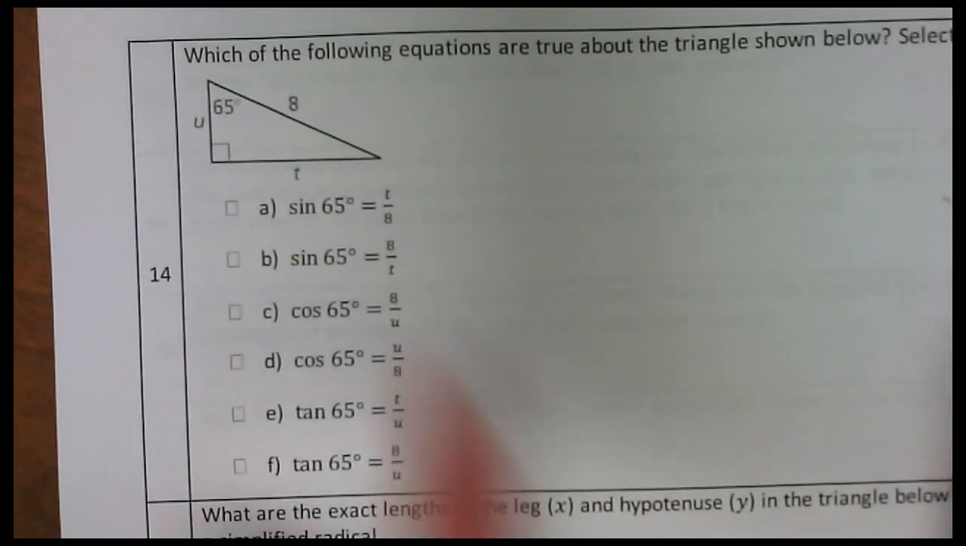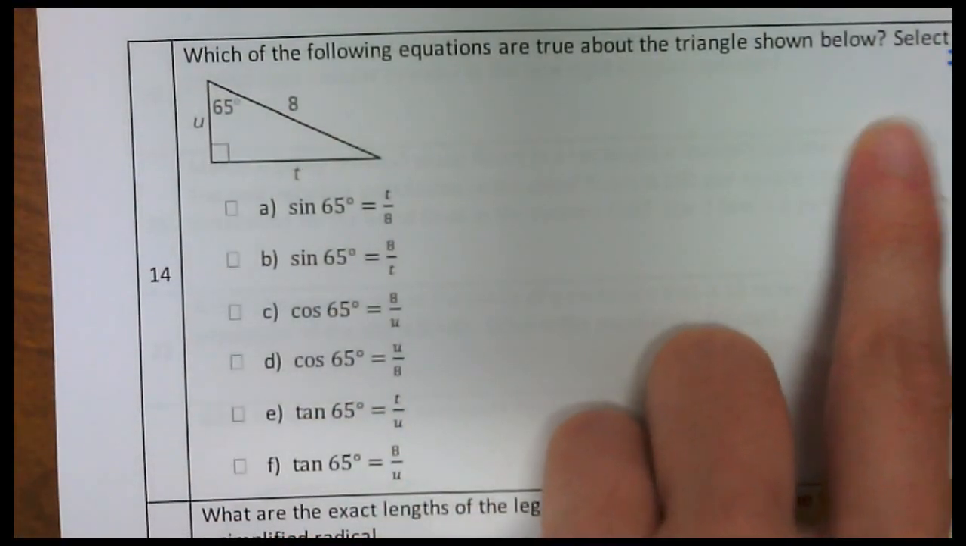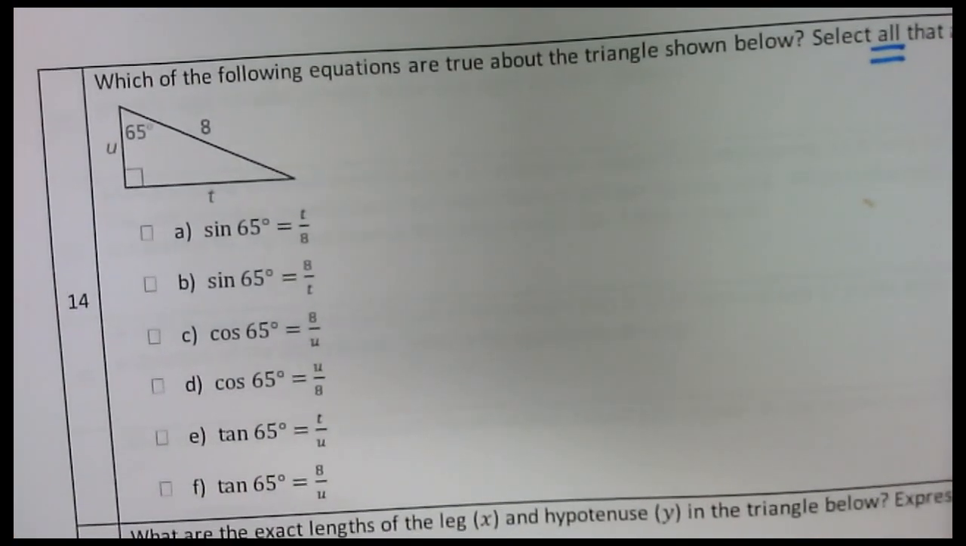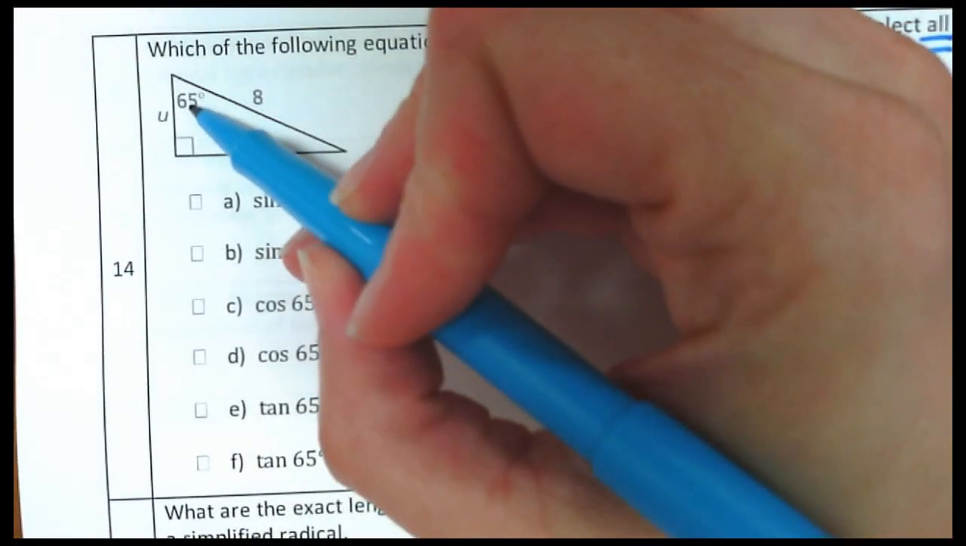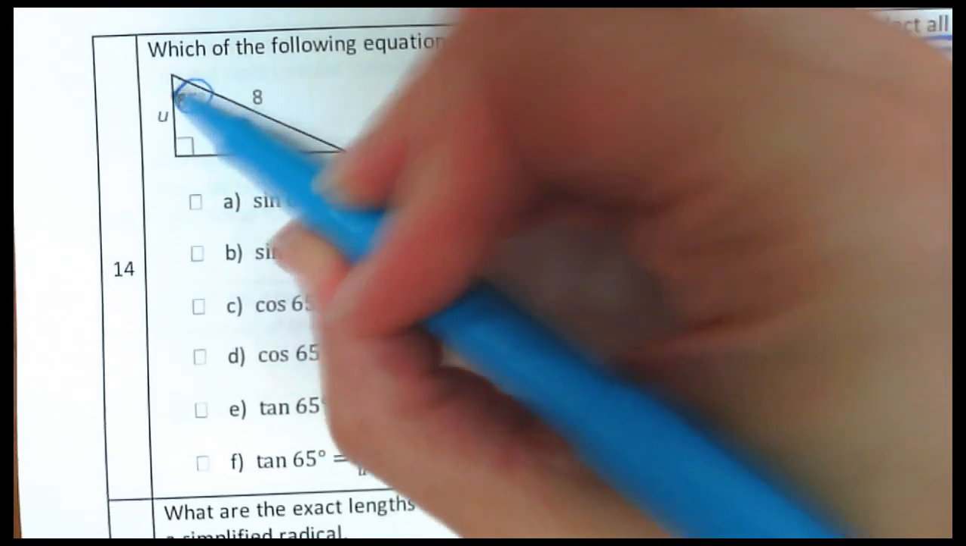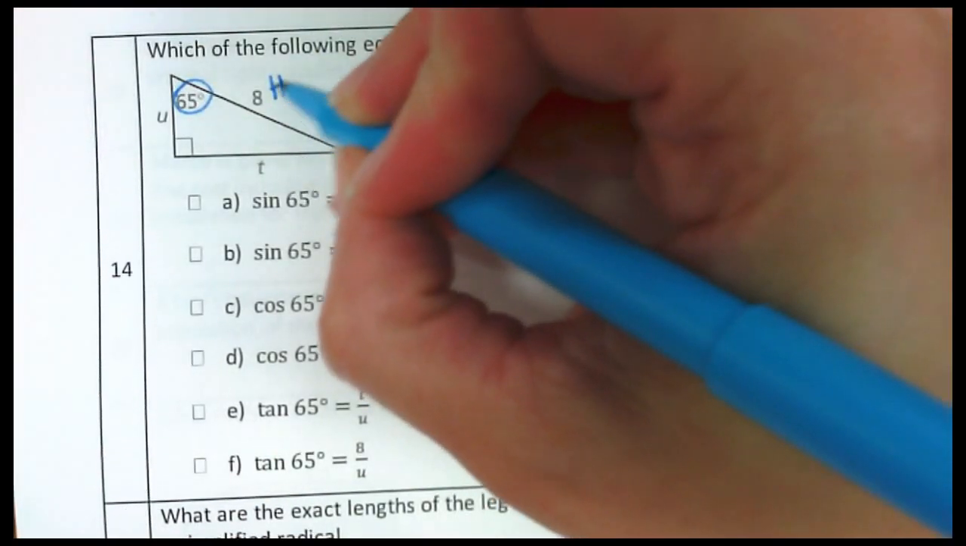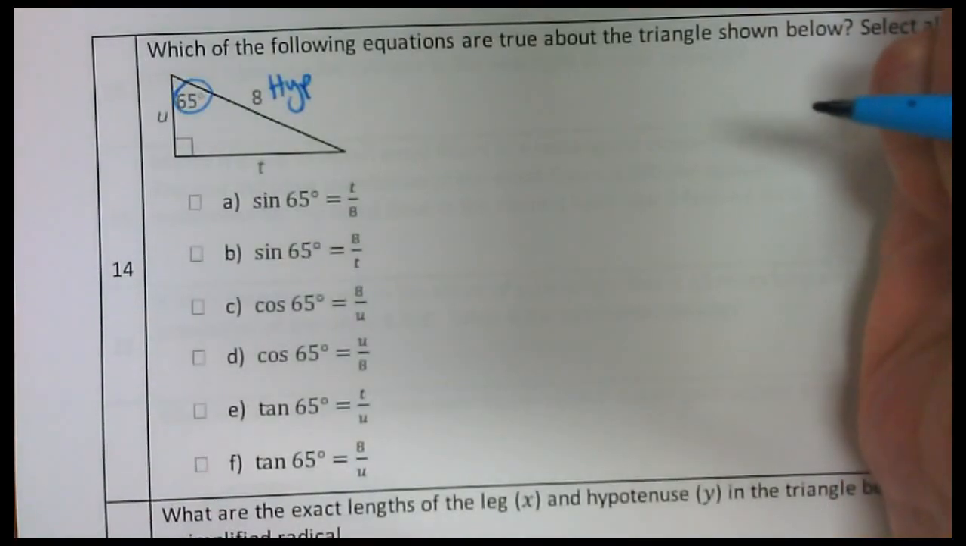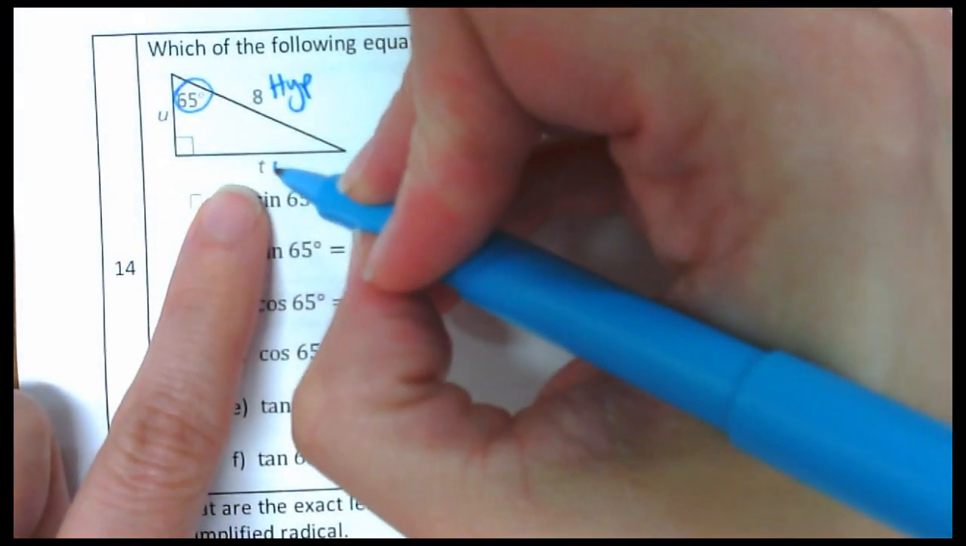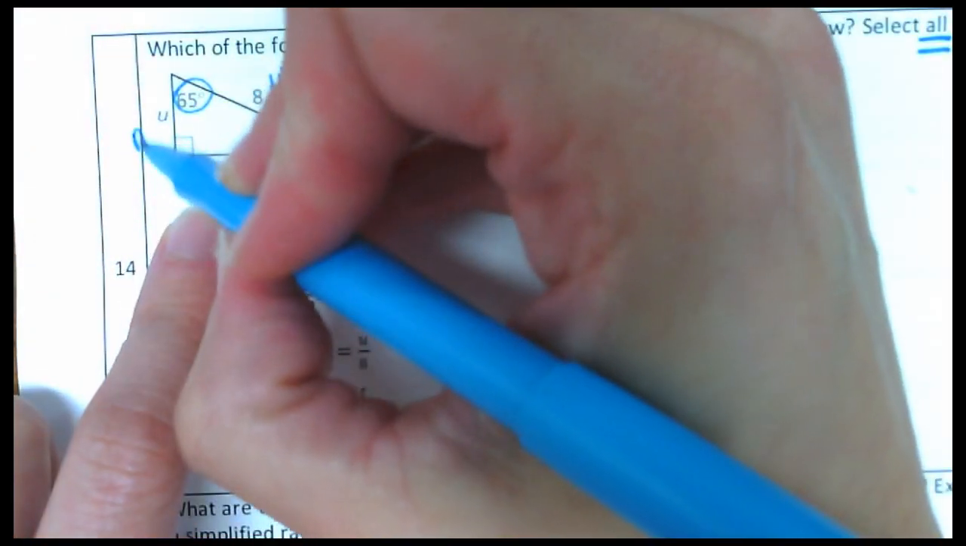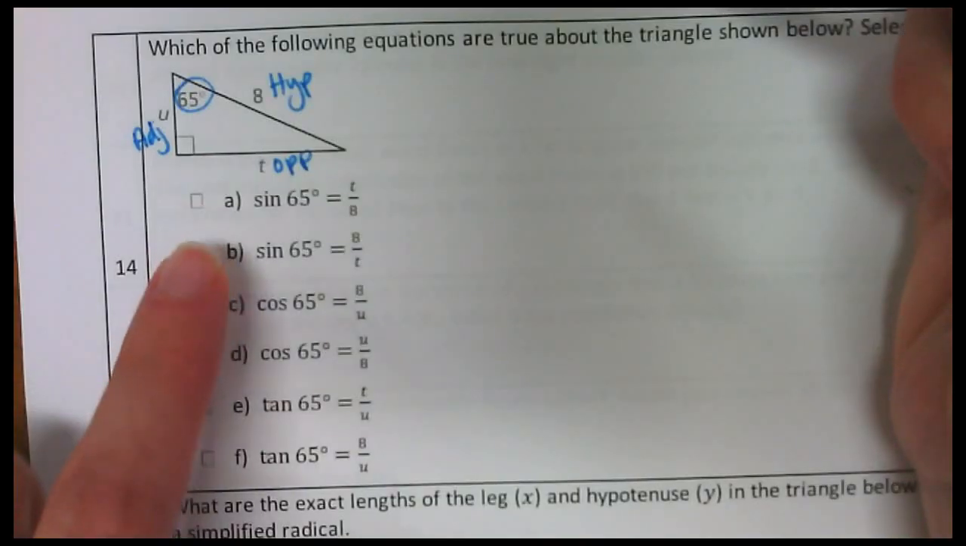Okay, for this question, we have select all that apply, so we have to check all of the choices. If we're looking at this angle here, this is definitely the hypotenuse. This would be opposite, and this would be adjacent.